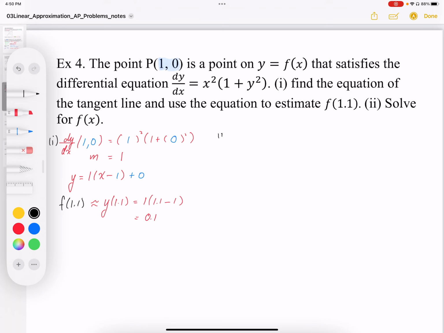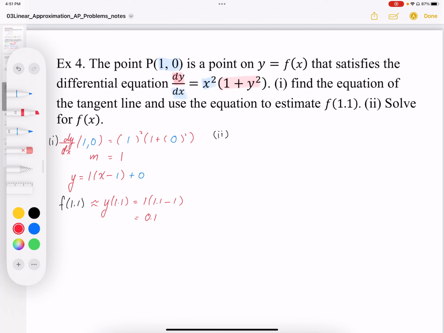Part 2 says solve the differential equation. So solve for f of x. What that's going to involve is separating my x's and y's. So I'm going to have my y expressions, and I'm going to separate that from my x expressions. Then I'm going to integrate that.